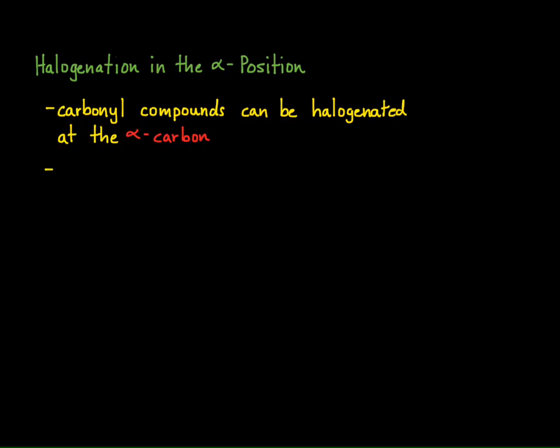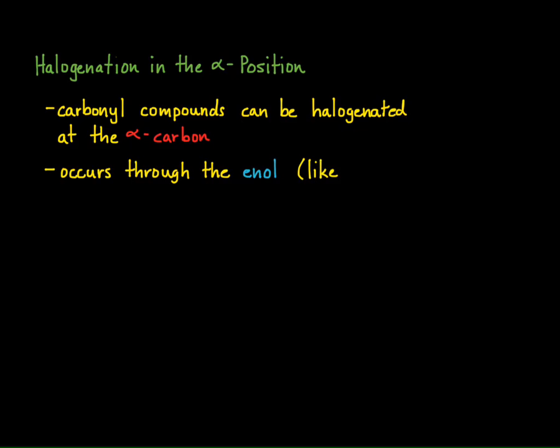And the way this occurs, obviously, since we've been talking about enols, is that it occurs through the enol. And it occurs through that pi bond, just like we saw with alkenes. When alkenes get halogenated, enols can also get halogenated in a similar fashion.